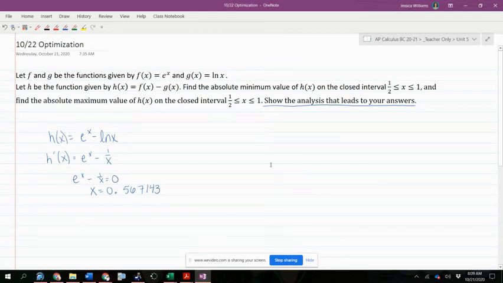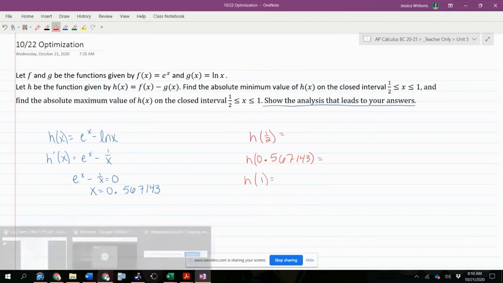Okay, if you remember from earlier this week, this is one of our candidates for a max or a min. I'm not going to bother with a second derivative test because I only have one value and I'm looking for a max and a min. So knowing if that's a relative max or min doesn't help me at all. But now I'm going to take all of my candidates and I'm going to put them into h. And my candidates are my endpoints, my critical points, which is this 0.567143, and my other endpoint, which is 1.